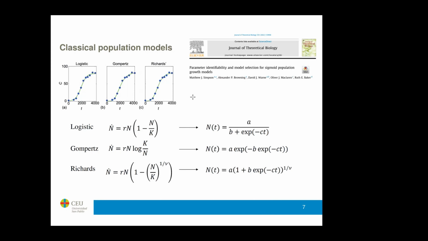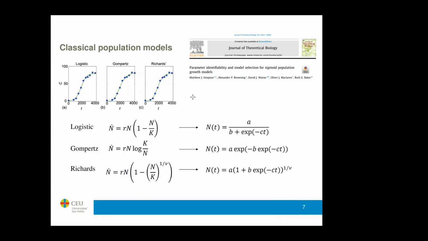Any questions about this? No? So given the time points, you have to find R and K, and the initial value you typically know, but you have to look for the R and K that better fit the population size. This is if you do it through the differential equation. If you do it with the analytical function, then you have to find A, B, and C.